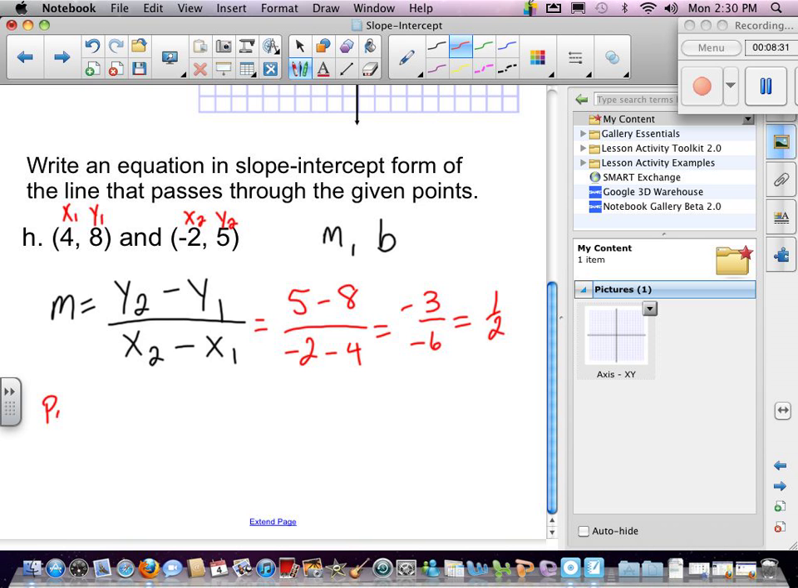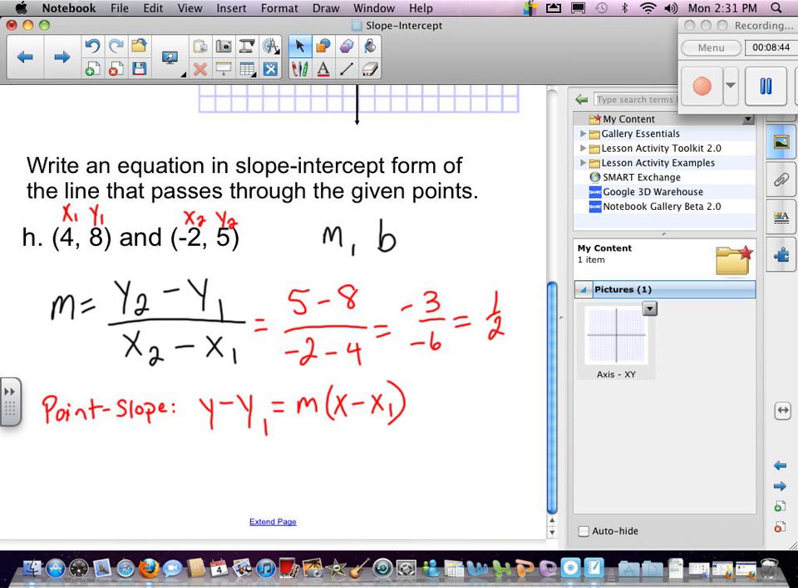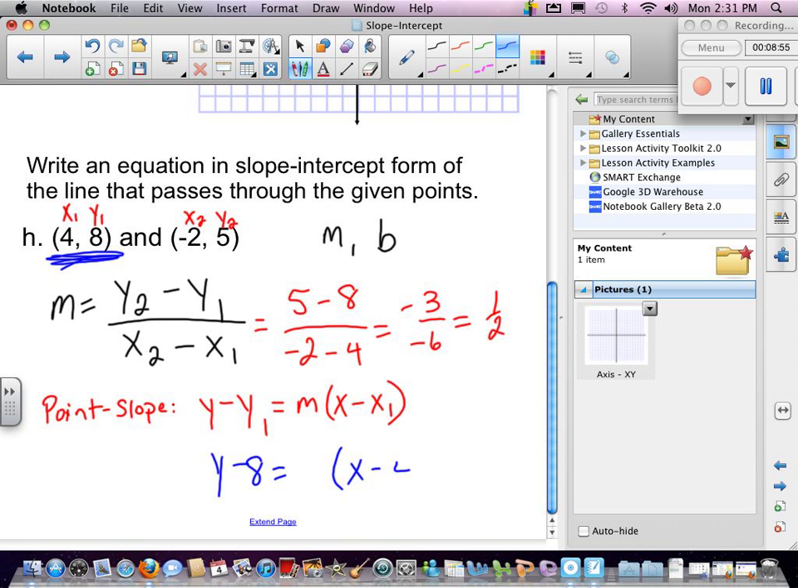So then we're going to use point-slope, which is y minus y1 equals m times parentheses x minus x1. I'm going to choose one of the points. I'm going to choose (4, 8). So that means I'm going to have y minus 8 equals, and then we need to use our slope, which was 1/2, times x minus 4.